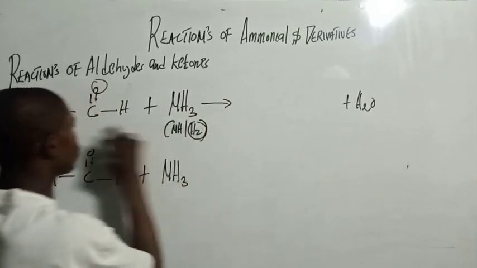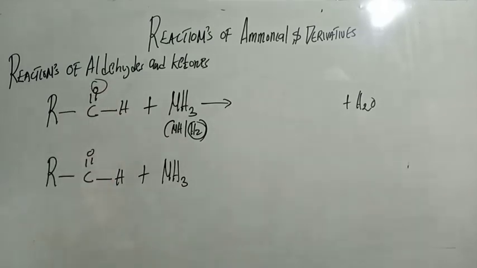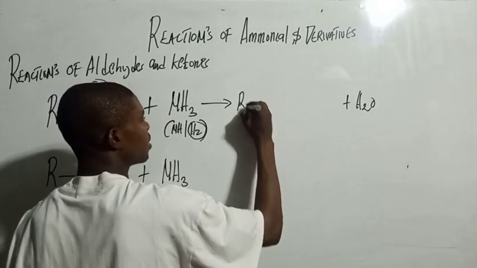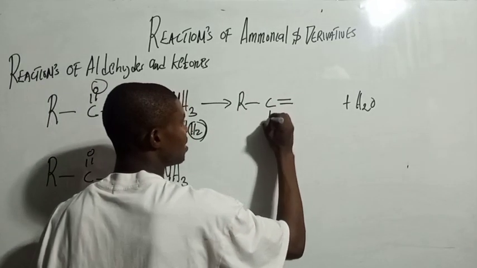That is, you're going to work with this water. What will be left? Now, you're not breaking the double bond. The double bond still remains the same. What will be left is R, C, double bond, then hydrogen.